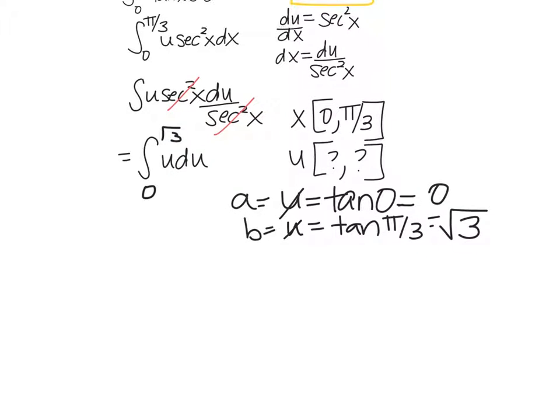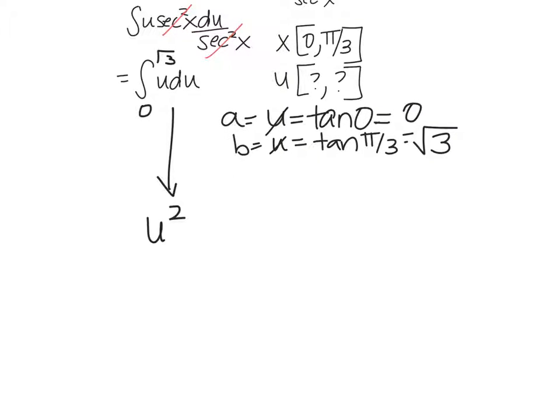Okay, so now we need to evaluate this. 0 to root 3 of u du. So here we go. You guys remember how to do this? We're going to find the antiderivative of u. So that would be u squared over 2. You don't need plus c here because it's a definite integral. It's just going to cancel out if you had plus c. You're going from 0 to root 3.